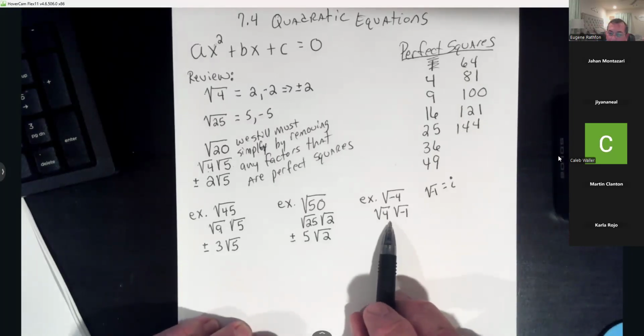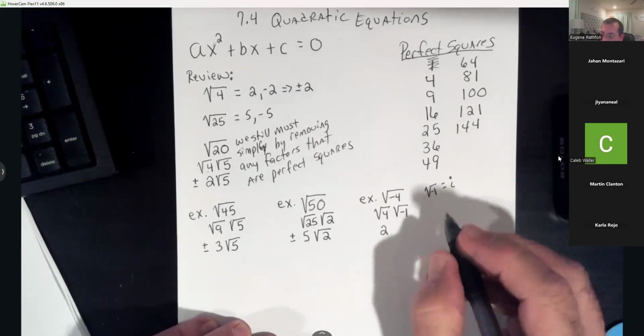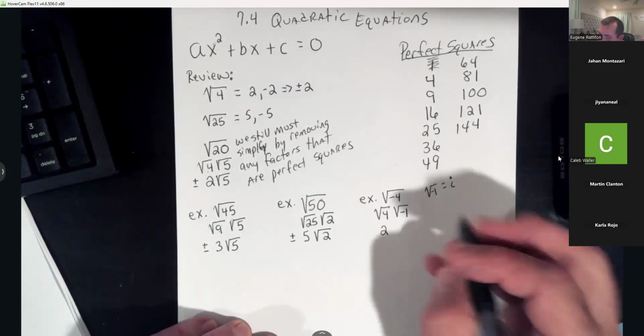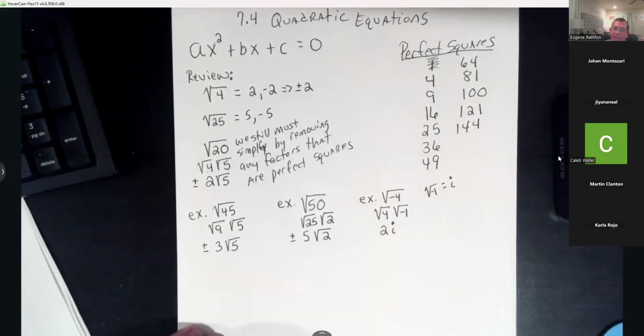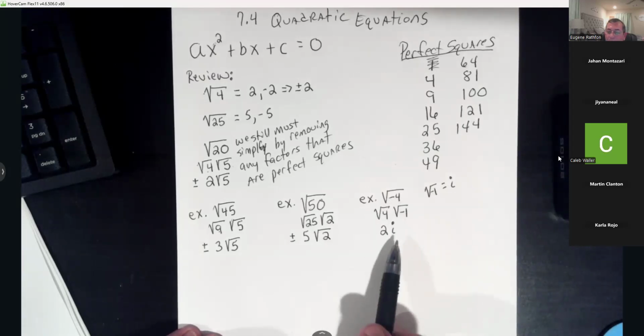Hey, also, guess what I'm going to get? I'm going to get a square root of 4 is 2. Square root of negative 1 I can't take, but I'm going to replace it with an i. So if you're taking a square root of a negative number, you're going to get an imaginary answer.